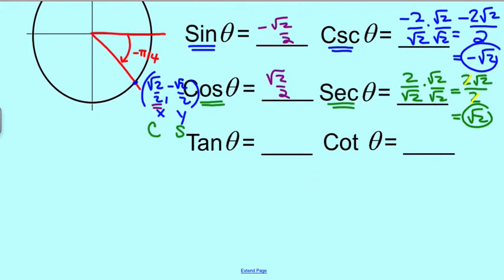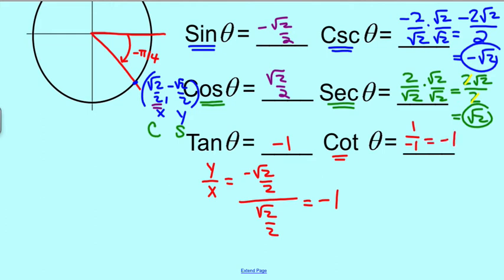All right, to find the tangent, remember the tangent is y over x, sine over cosine. So we take our y value, negative square root of 2 over 2, and we divide it by our x value, square root of 2 over 2. And we get negative 1. Now to find the cotangent, we reciprocate the tangent, so it's 1 over negative 1, which is still just negative 1.